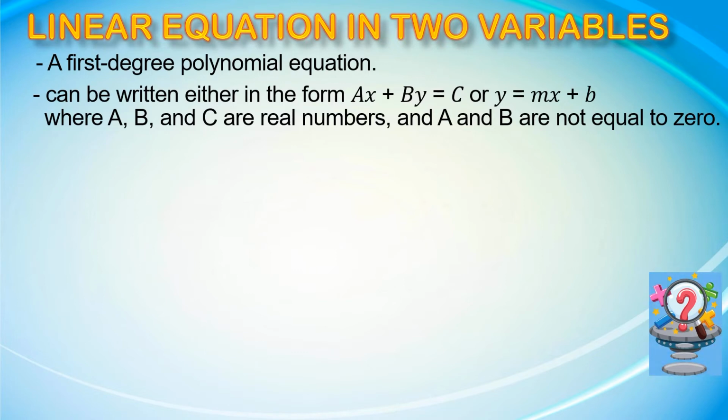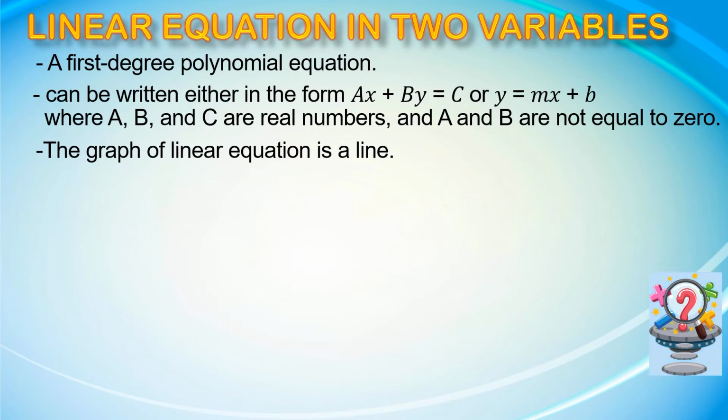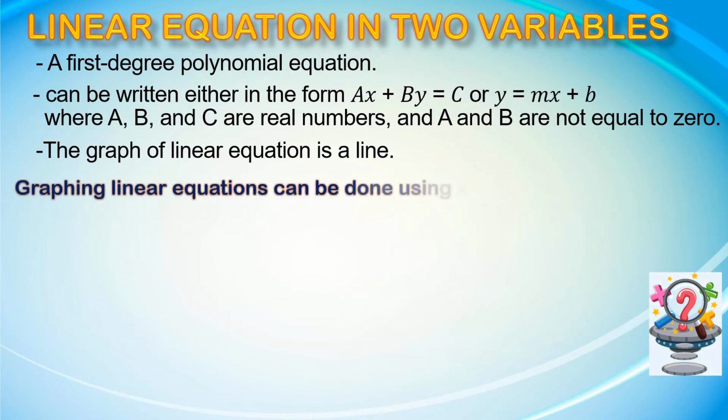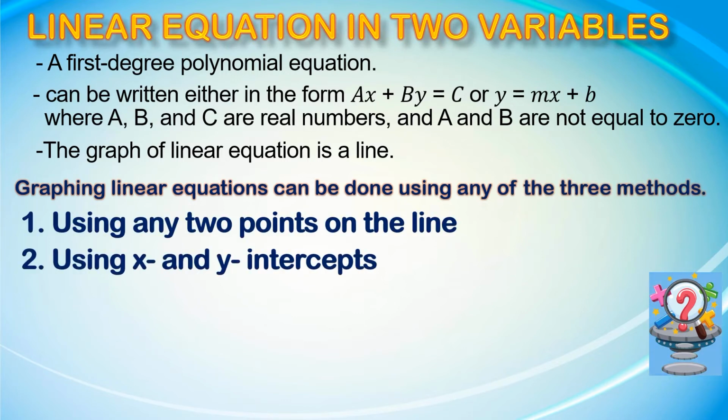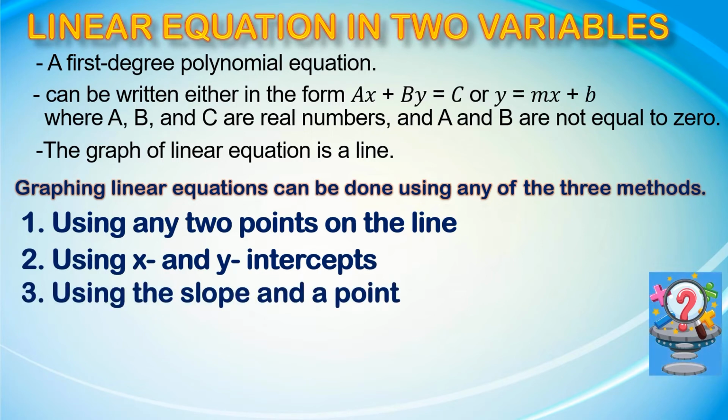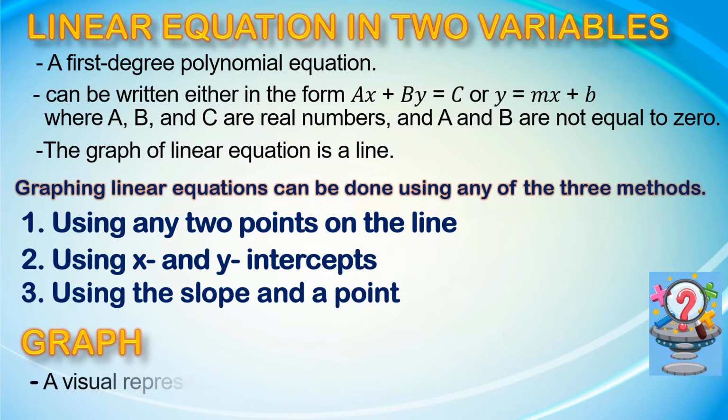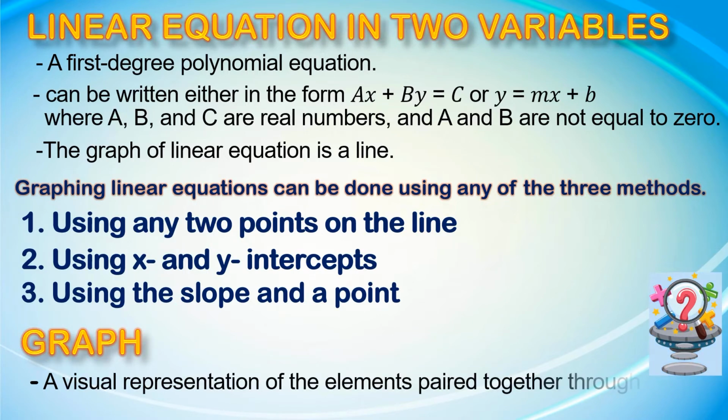So, what is the graph of a linear equation? The graph of a linear equation is a line. And graphing linear equations can be done using any of the three methods. First, using any 2 points on the line. Second, using x and y intercepts. And third, using the slope and a point. So, what is a graph? A graph is a visual representation of the elements paired together through the use of a coordinate system.